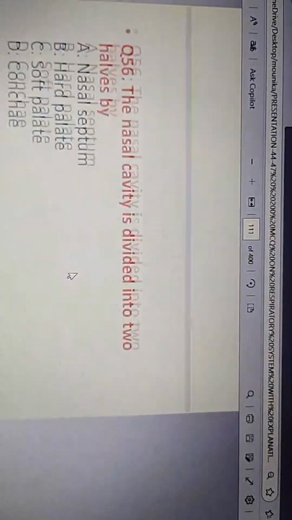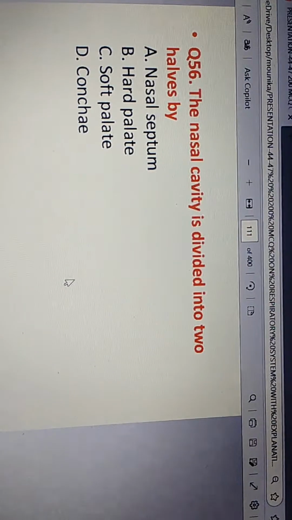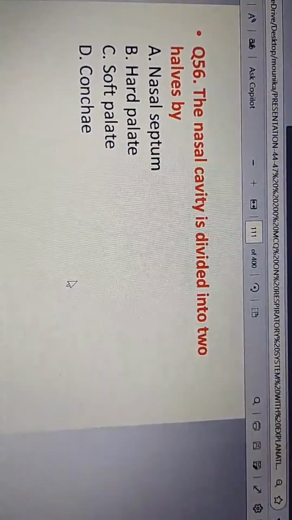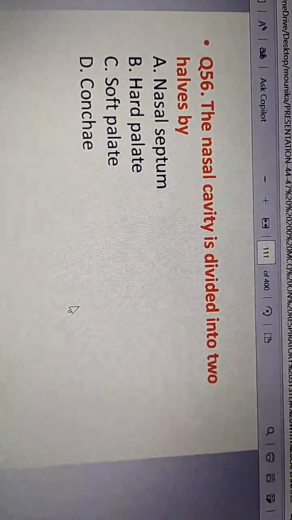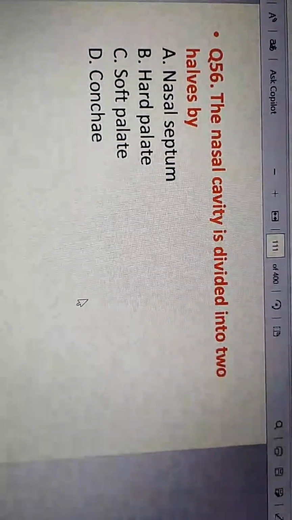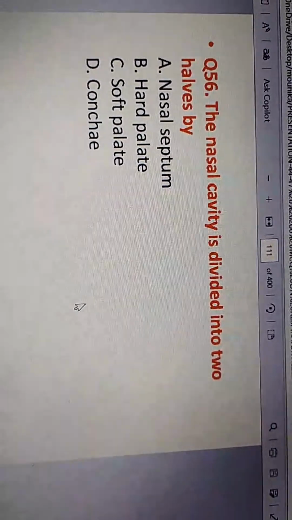The next question. The nasal cavity is divided into two halves by. Option A, nasal septum. Option B, hard palate. Option C, soft palate. Option D, concha.